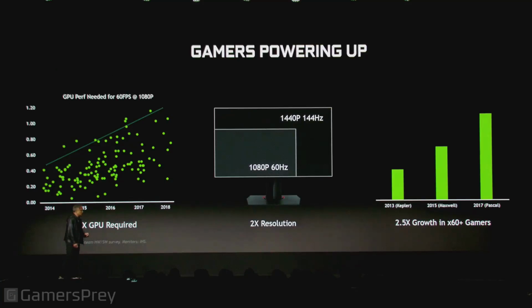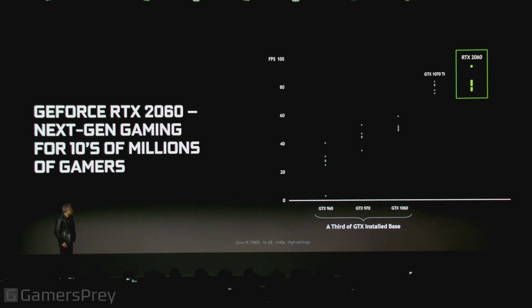And so if you take a look at the 2060 now, compared to the installed base of GeForce, this is kind of what it looks like. I mean, this is pretty extraordinary. A 2060 is higher performance than a 1070 Ti. And if you take a look at the rest of the installed base, I took the 3 most popular GPUs, the 960, 970, and the 1060, which are in abundance in our installed base. It represents about a third of our installed base. The step up is really quite extraordinary.